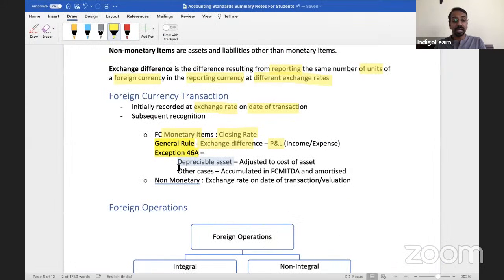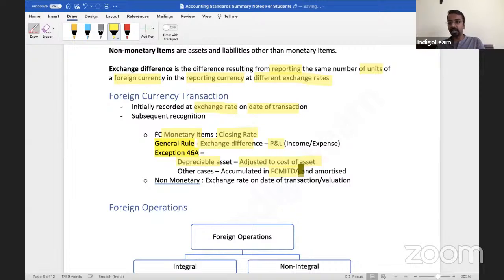So exchange differences in respect of a depreciable asset, if the entity chooses, we can adjust it to the cost of the asset. In other cases, meaning where there is not a depreciable asset, it may be a non-depreciable asset, or it may be some other item of non-monetary asset presented in the balance sheet, in that case you will accumulate it to the FCMITDA account.